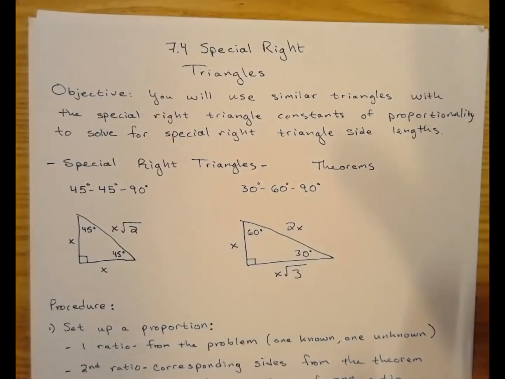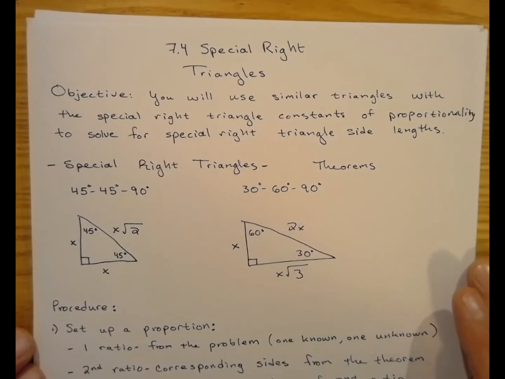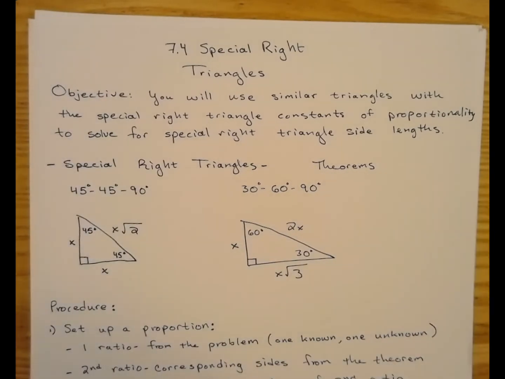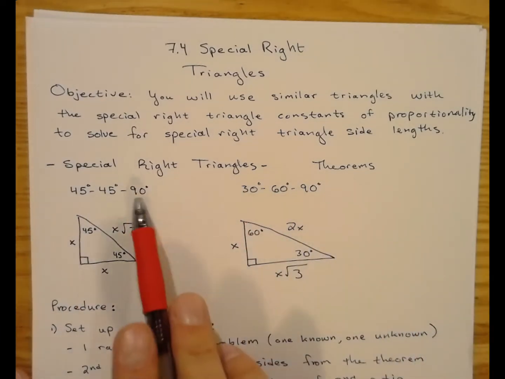Right. So this video is going to be for the special right triangle lesson 7.4. We're going to use similar triangles along with the special right triangle constants of proportionality to solve for special right triangle side lengths. So these are the two theorems.